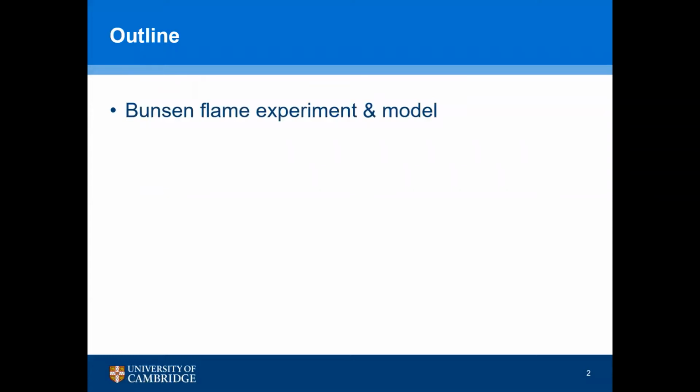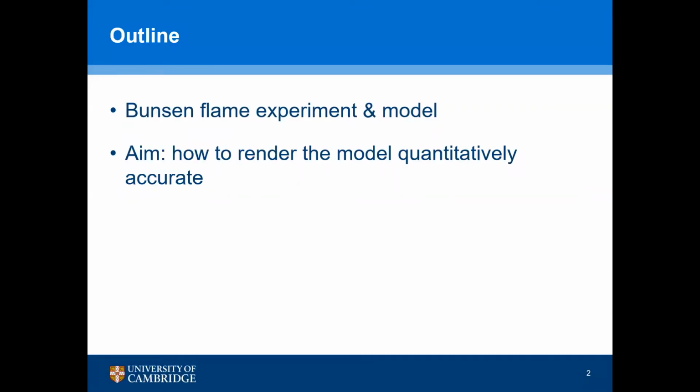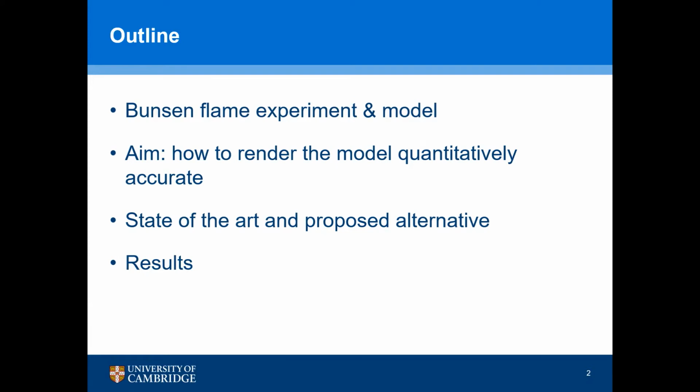As an outline, I'll first talk about the Bunsen flame experiment and our model for the flame. I'll talk about our aim, which is how to render the model quantitatively accurate. We'll also talk about the state-of-the-art solution to this problem and our proposed alternative. We'll go through some results before also touching upon some future work.